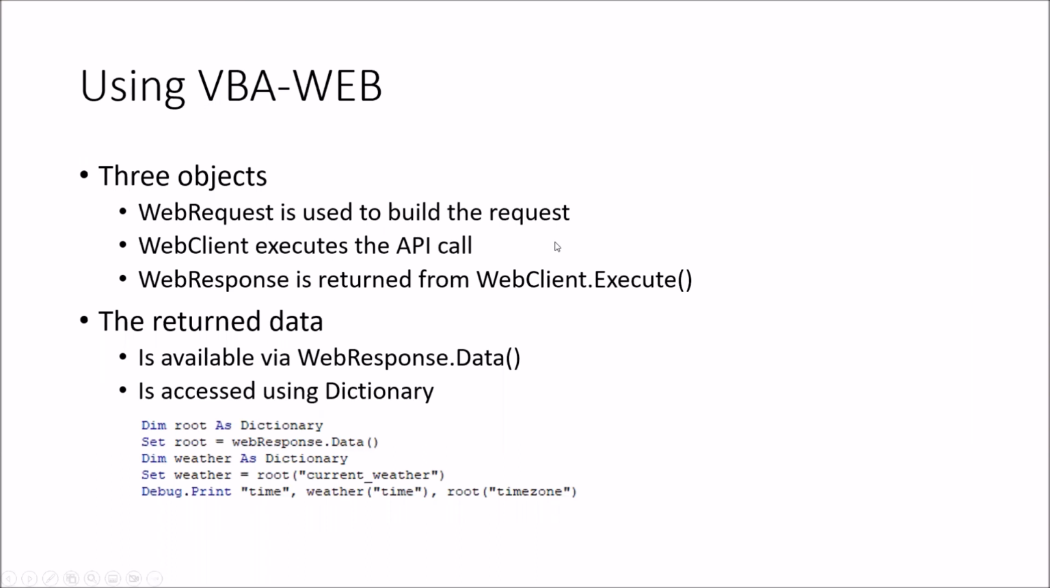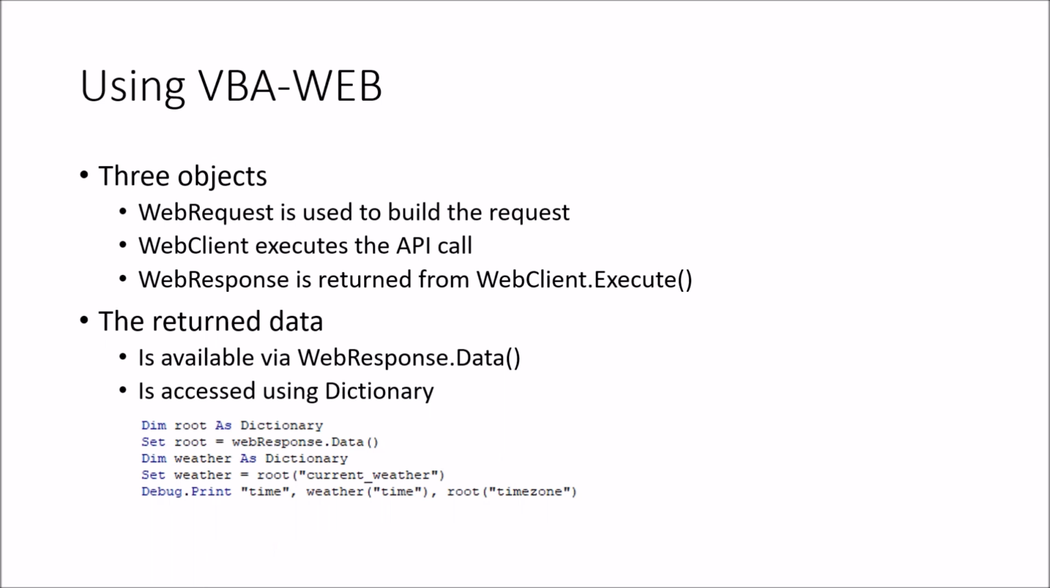Okay, so we talked about this in VBA. We have VBA Web, three objects. The web client gets a base URL. The web request is where we add all the headers and the parameters. The web client executes the call, and then the web response is returned from the web client execute. It's pretty straightforward. We build up a web request, we give it to the web client to execute it, and a web response comes back to us.